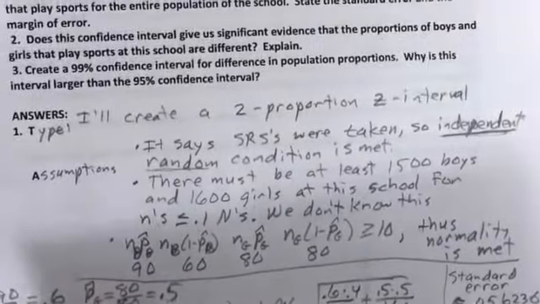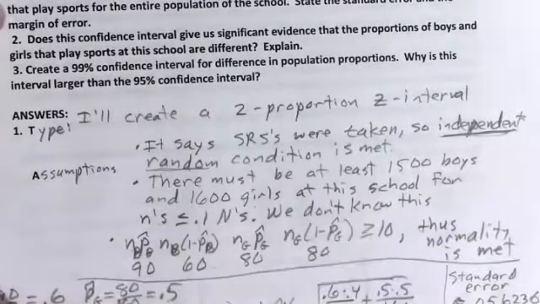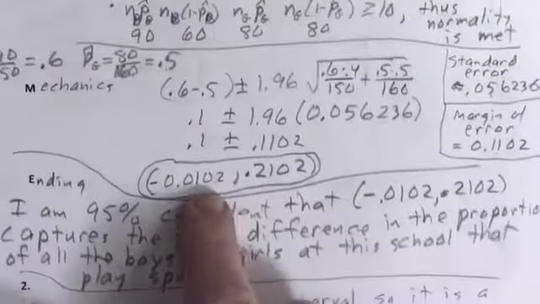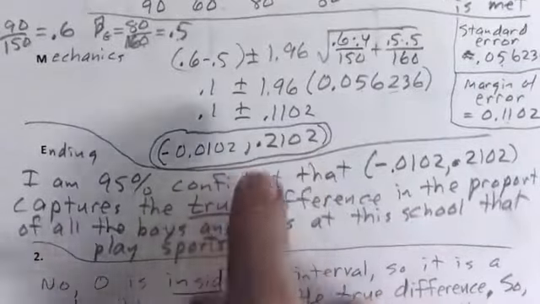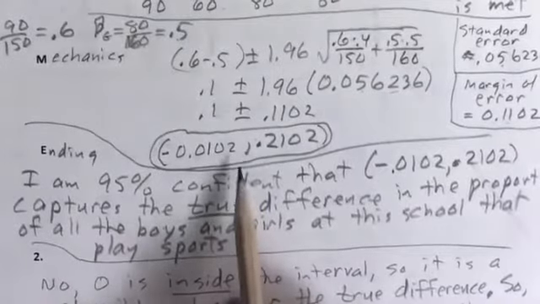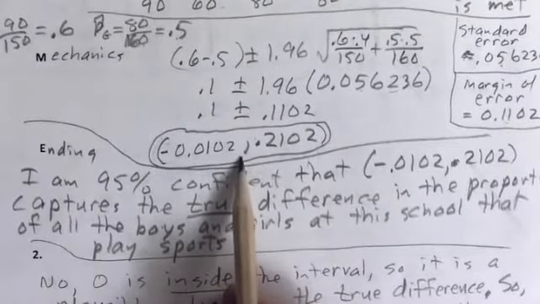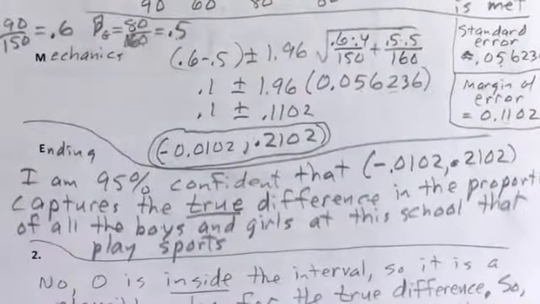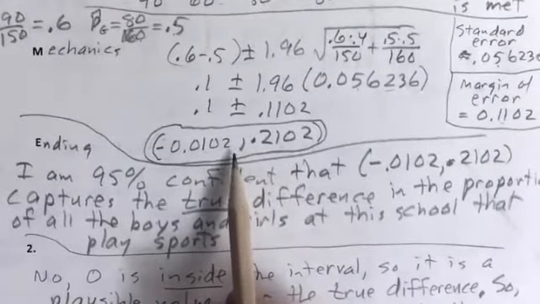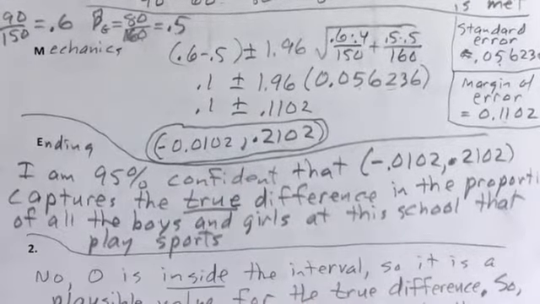Okay, so then a couple other things. Number two, it says, does this confidence interval give us significant evidence that the proportion of boys and girls that play sports are different? All right, one of the big things in regards to this interval is, does it give us evidence that there's really a difference? The big deal there is 0 in the interval. And 0 is in the interval. And 0 represents no difference at all. These are the plausible values for the true difference. So if 0 is in the interval, it's a plausible value. So there's plausibly no difference.